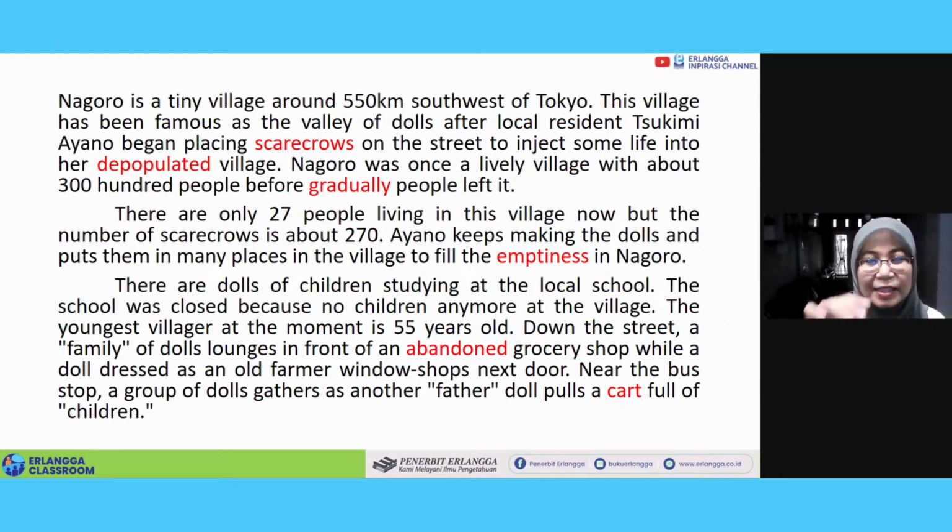Berikutnya deskripsi lagi, deskripsi mengenai this village. Mengenai apa ini? So there are dolls of children, kemudian ada dolls of the farmer, ada father, ada family. So you can say that this paragraph is about the position or the location of the dolls. Ada di mana saja mereka, seperti itu.